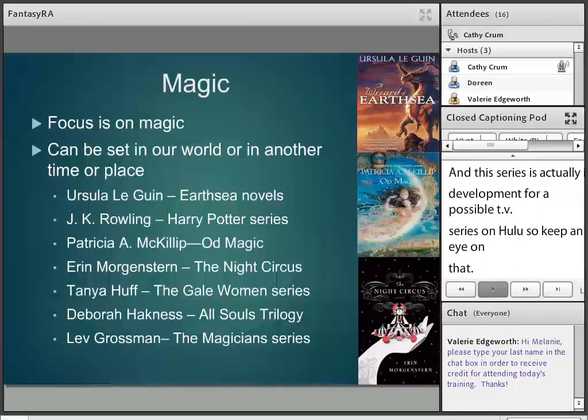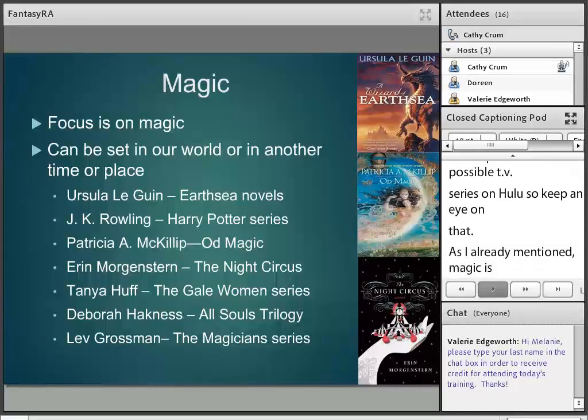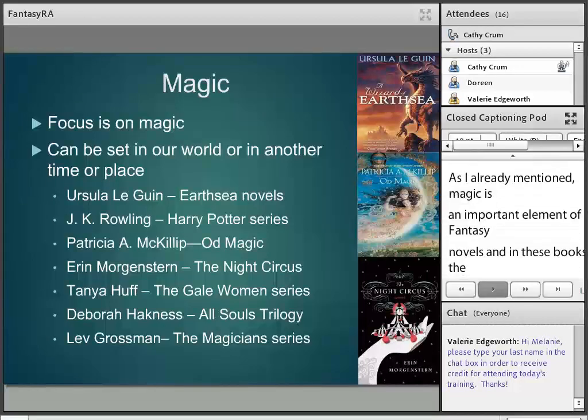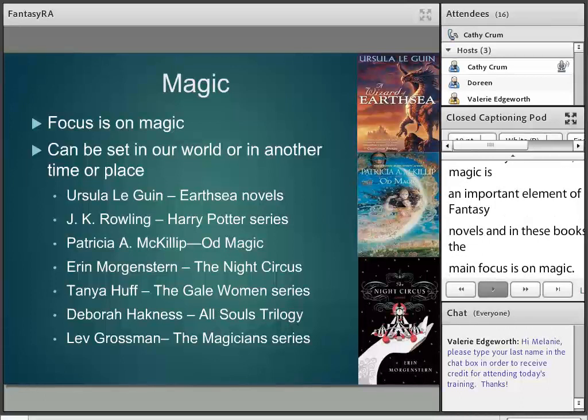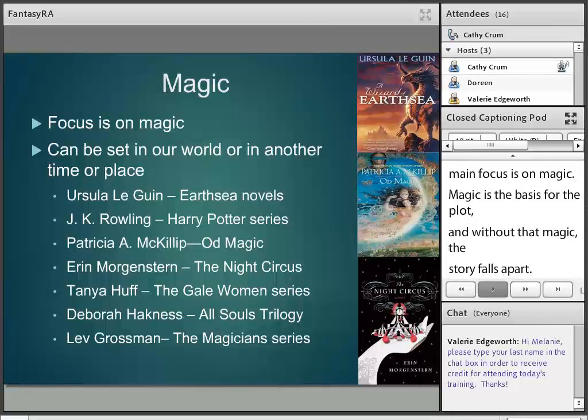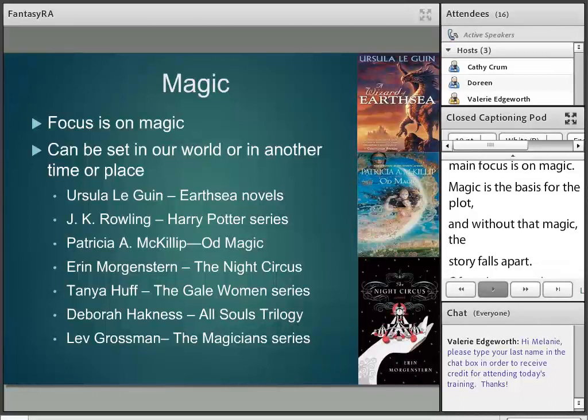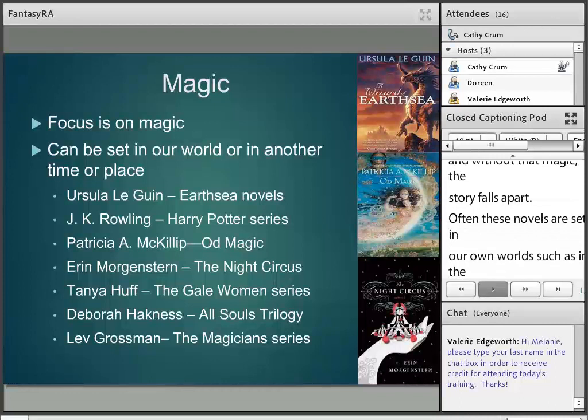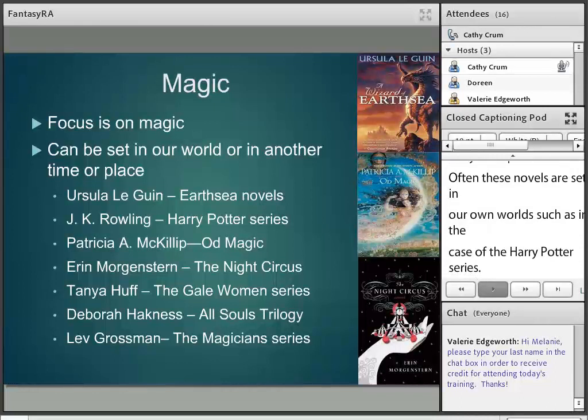As I already mentioned, magic is an important element of fantasy novels, but in these books, the main focus is on magic. Magic is the basis for the plot, and without that magic, the story falls apart. Often these novels are set in our own world, such as in the case of the Harry Potter series, but sometimes the setting is in another world or another time, as in Ursula Le Guin's Earthsea novels.